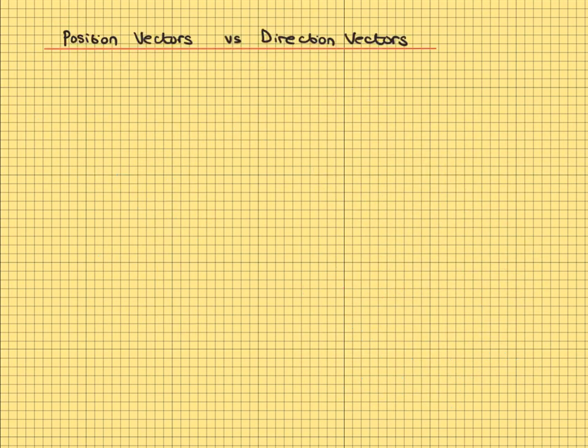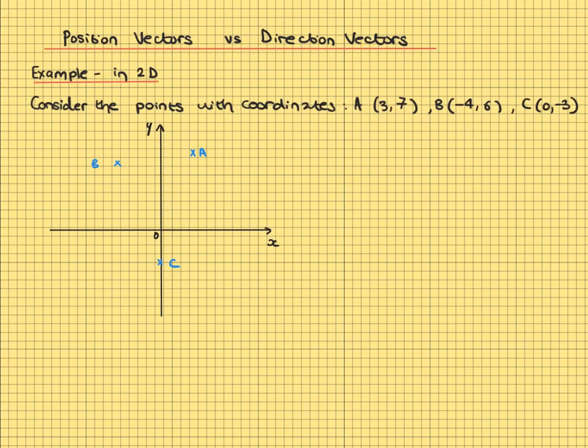So we're going to have a look at position vectors now in comparison to direction vectors. We're going to see whether we understand the difference, the subtle difference between these two types of vector. And we're going to start with an example in 2 dimensions. So have a look at the set of axes with points A, B and C plotted. Now, it's really important that we remember that these are coordinates here.